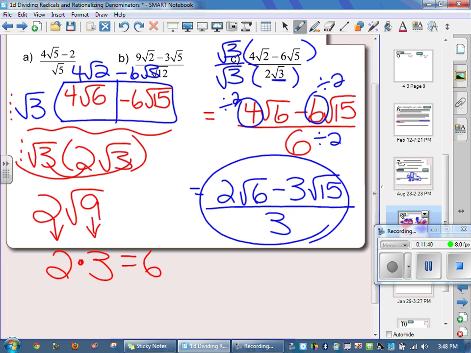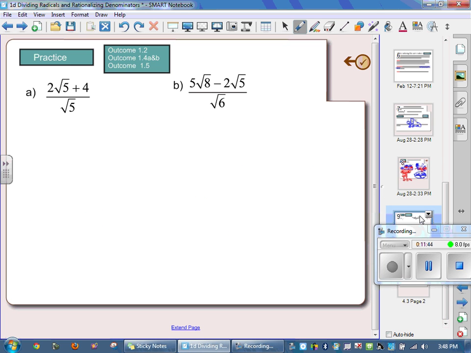On the next page, you've got a few examples to do. So do the examples, push pause now, and play when you're ready. Okay, got a couple minutes to look at it. Let's take these up together.